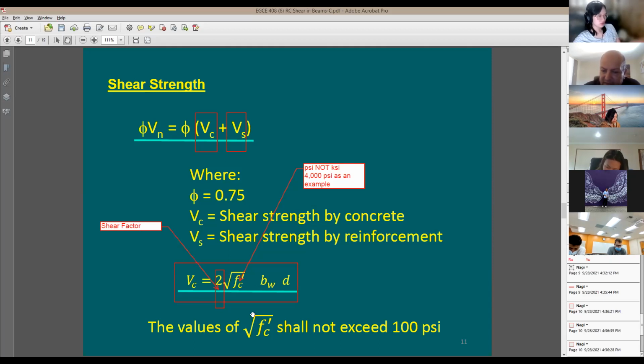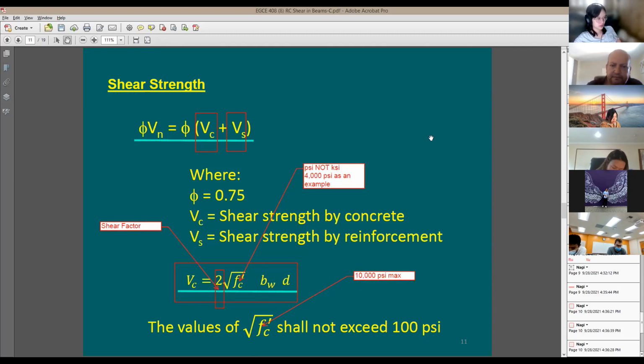There is one limit here with square root of f prime c. It says this shall not exceed 100 psi, which means the maximum f prime c to be used in this equation. The maximum is how much? 10,000 psi max. So f prime c itself is going to be a max of 10,000. So when you do the square root of it, it's going to be 100 psi. Just the limit.